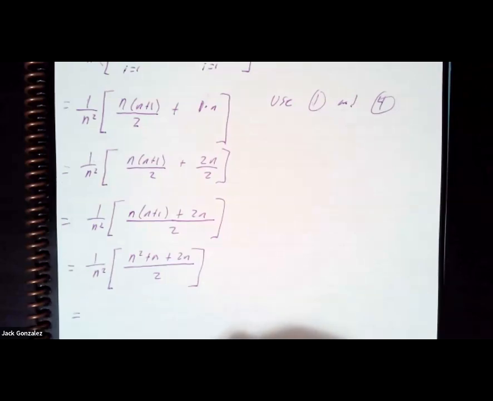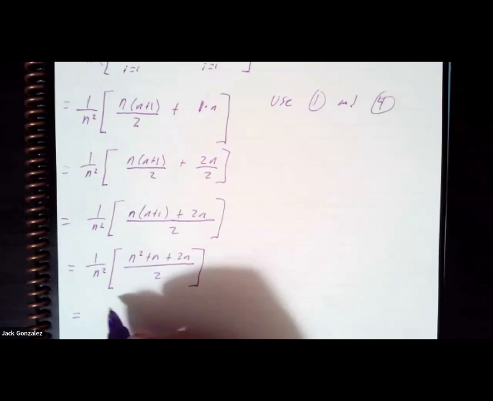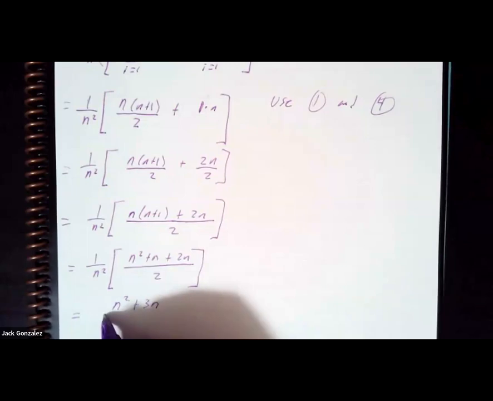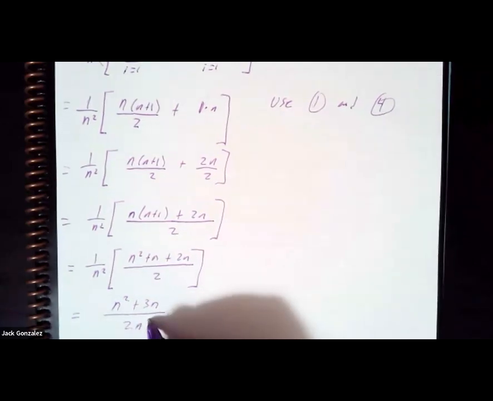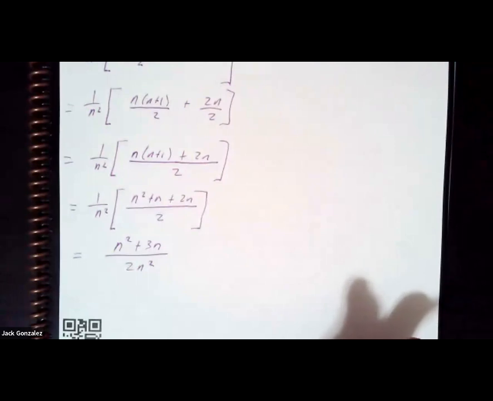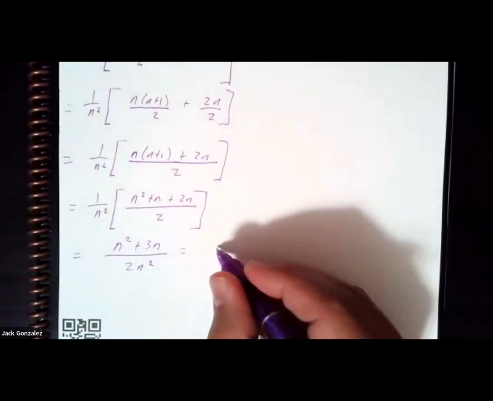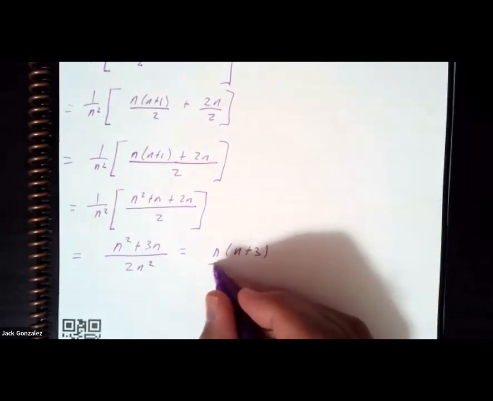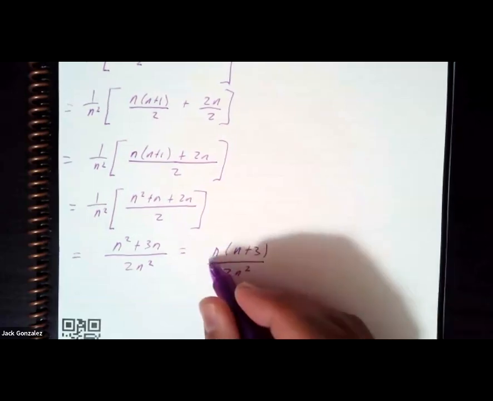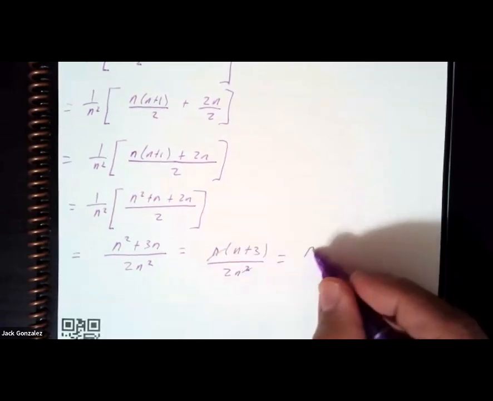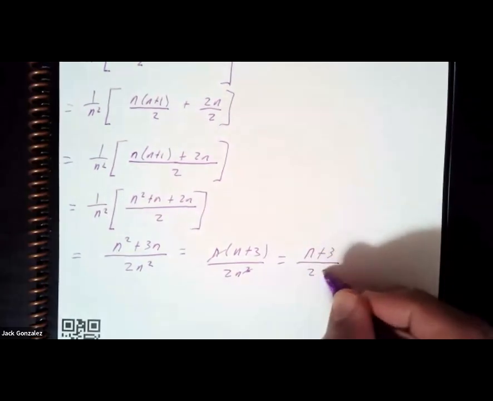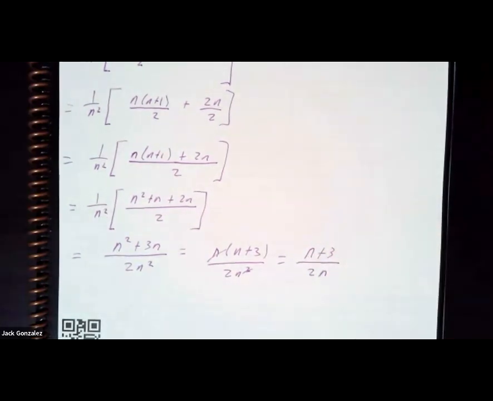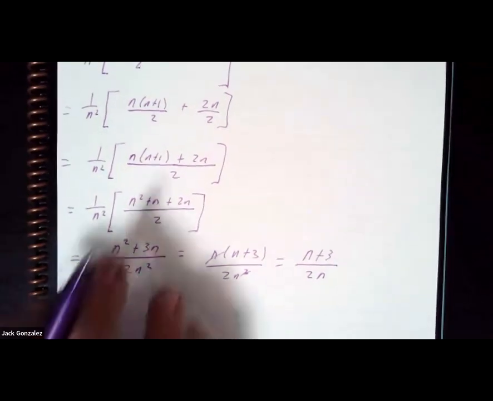Okay. So multiply this in, combine like terms, and we're going to get n squared plus 3n over 2n squared. Factor your n, you get n plus 3 over 2n squared, to cancel one of these. And finally, we end up here. All right. Any questions on the algebra or using the formulas?